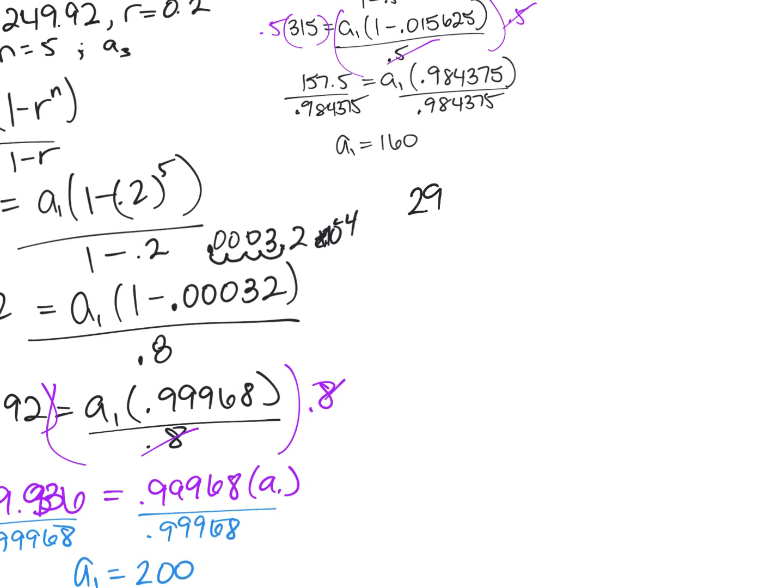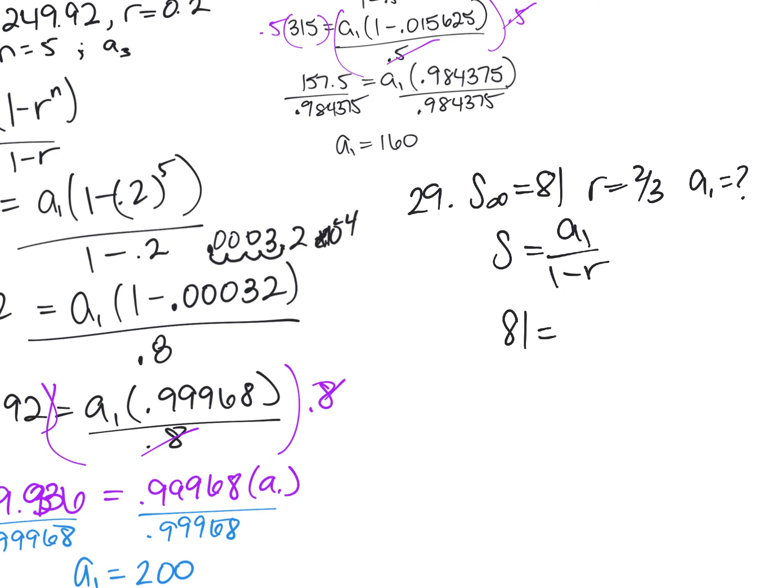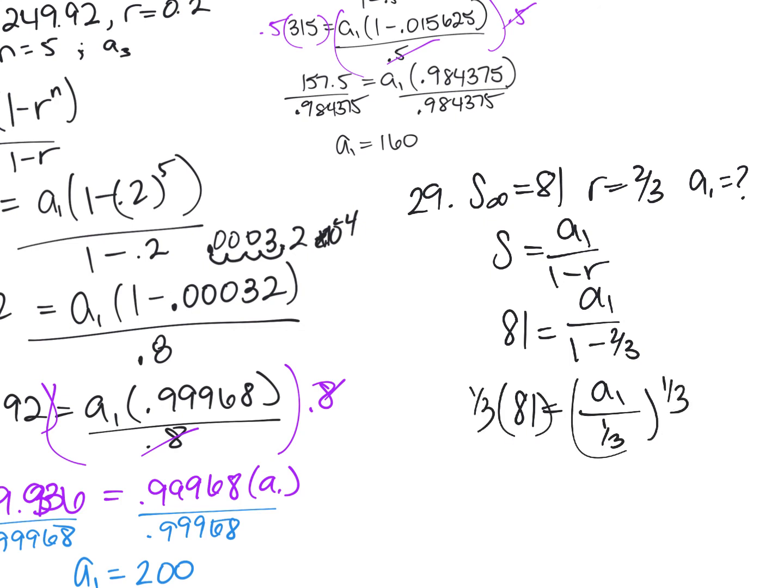Number 29 says that the sum of an infinite number of terms is 81. r is 2/3. Find a_1. So it's infinite, so it's the S equals a_1 over 1 minus r formula. So 81 equals a_1 over 1 minus 2/3. 81 equals a_1 over 1/3. We're going to times by 1/3 to eliminate the denominator. And a_1 equals 81 times 1/3, which is 27.